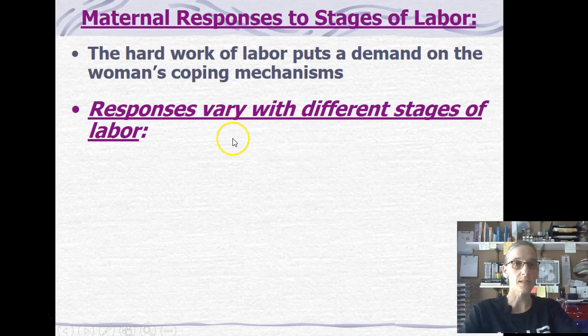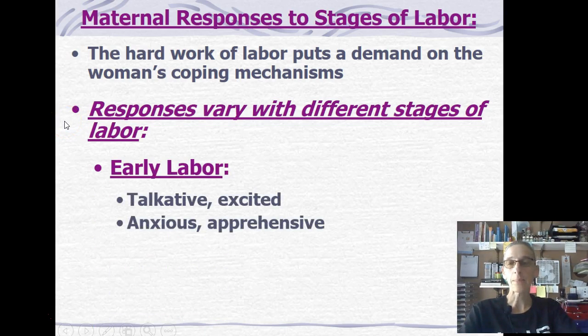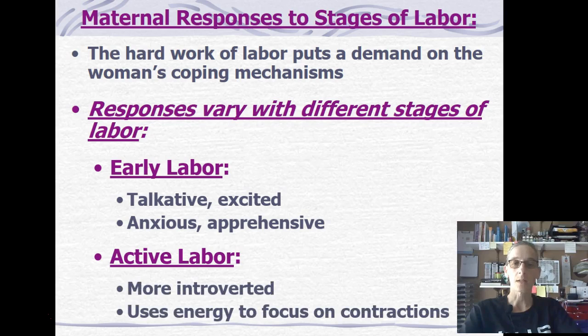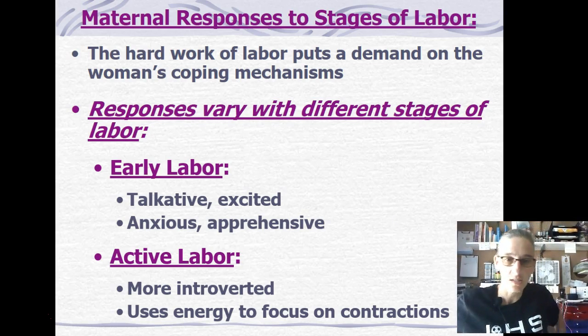Maternal responses to the stages of labor. The hard work of labor puts demand on the woman's coping mechanisms. So responses vary with different stages of labor. Often in early labor, they're very talkative and excited. They're anxious. They're a little apprehensive. Then we get to active labor and they're a little more introverted. They're more focused on what's going on, what their pain level is, how often the contractions are. And they use a lot of energy to focus on those contractions.